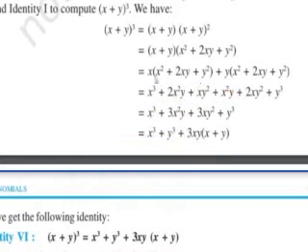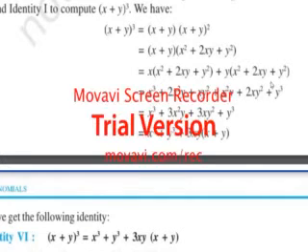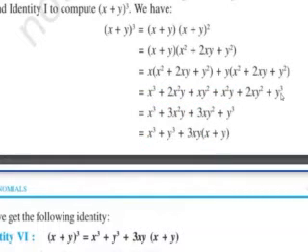In the same way, x into y square becomes xy square, and y into x square becomes x square y, plus 2 into xy square. How? Because y into y becomes y square, so 2xy square, and here it was x square into y, so x square y, and the last y into y square becomes y cube. So we have to see the like terms, and the like terms will be added.